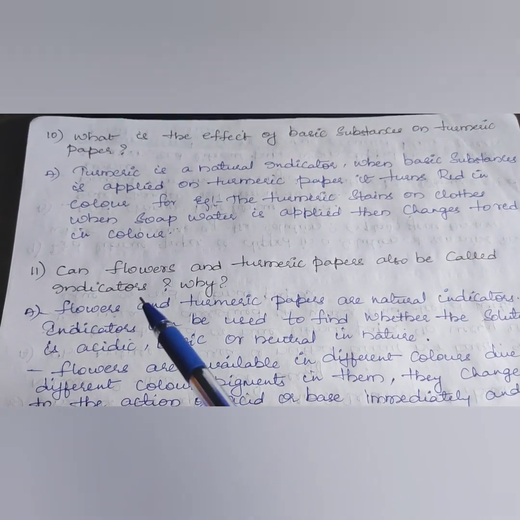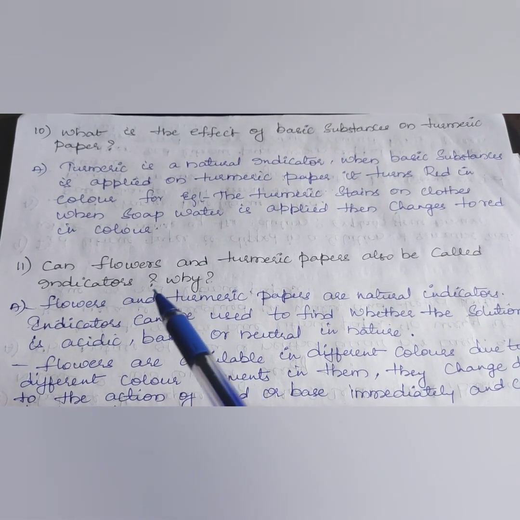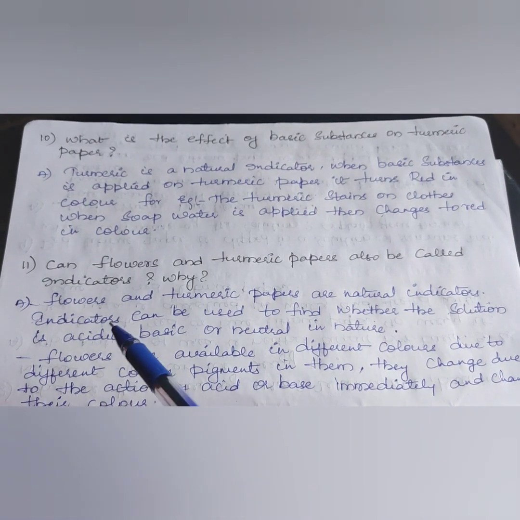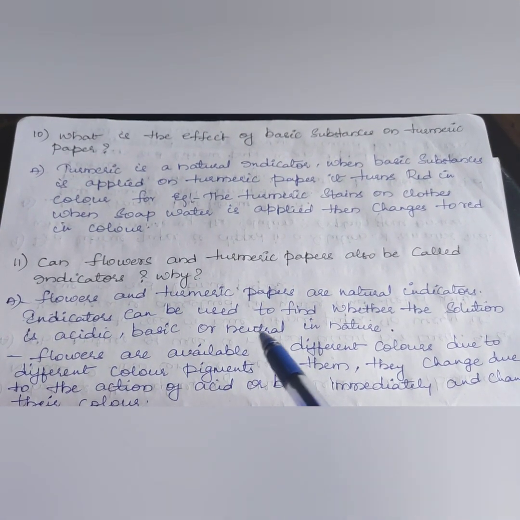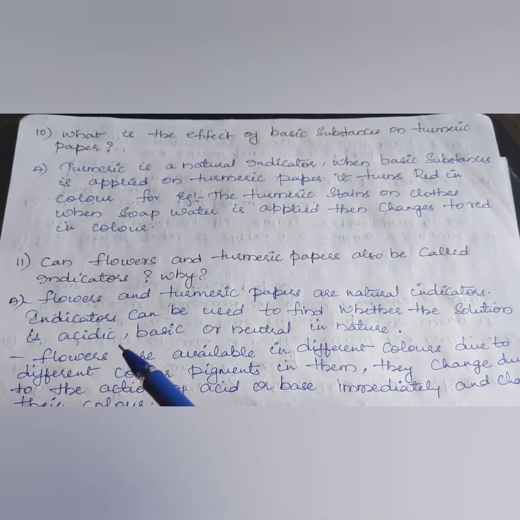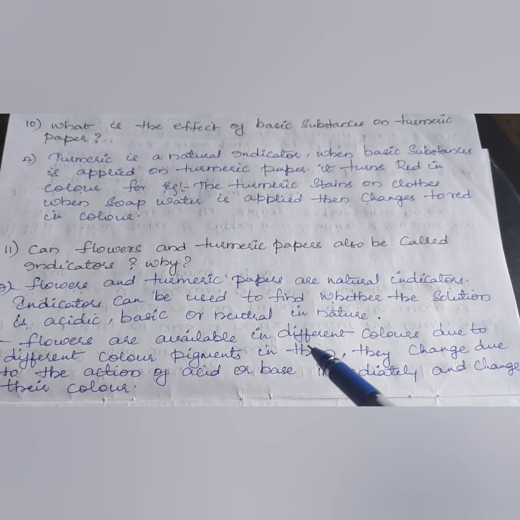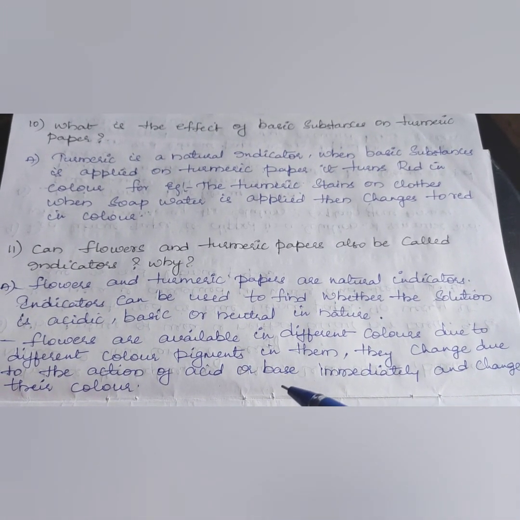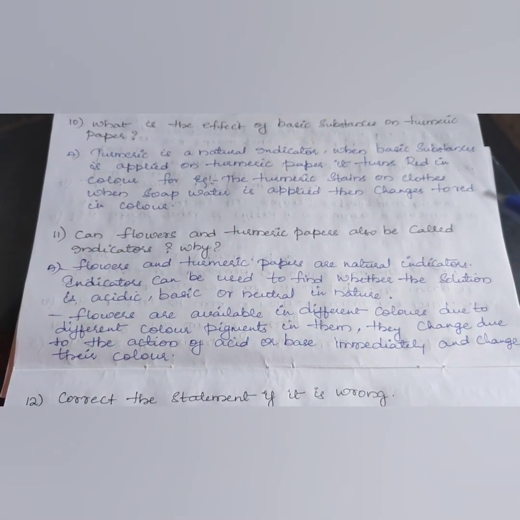Next, 11th one. Can flowers and turmeric papers also be called indicators? Why? Flowers and turmeric papers are natural indicators. Indicators can be used to find whether the solution is acidic, basic or neutral in nature. Flowers are available in different colors due to different color pigments in them. They change their color immediately due to the action of acid or base.